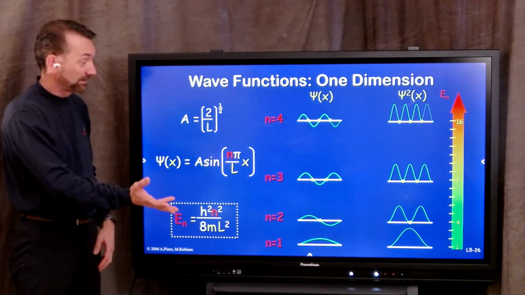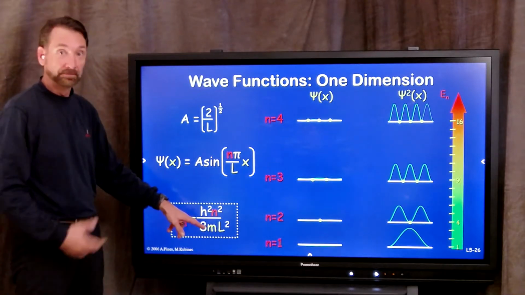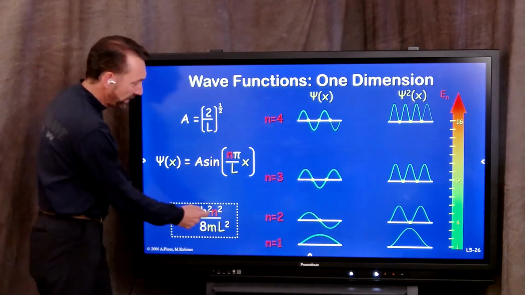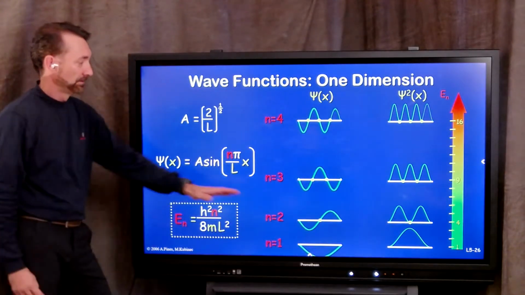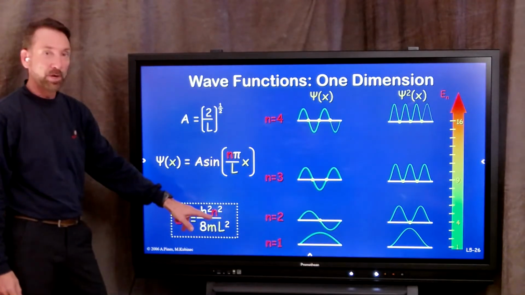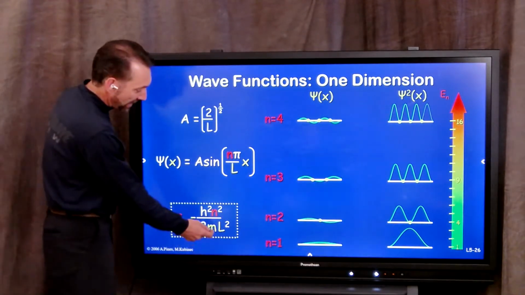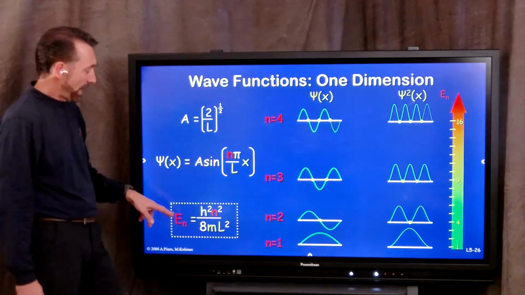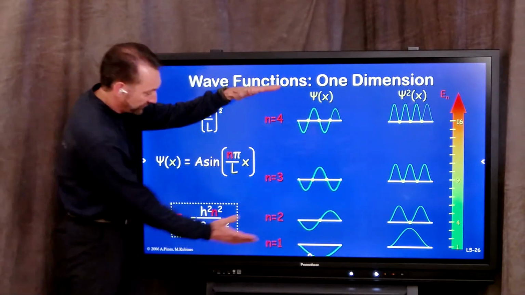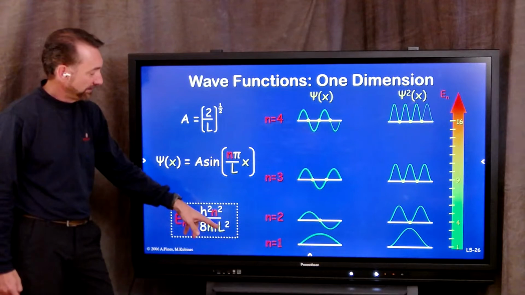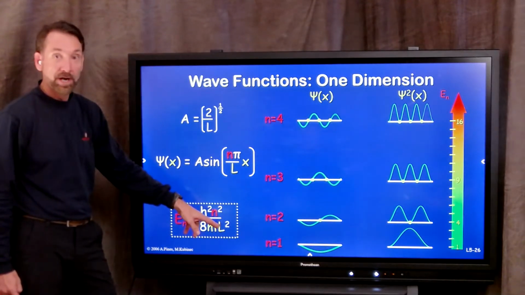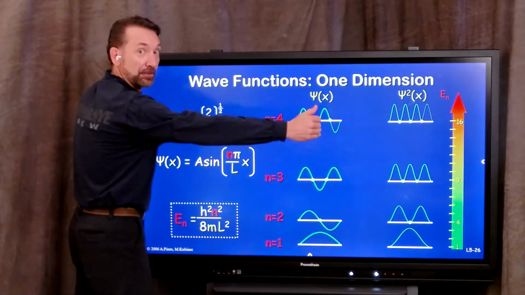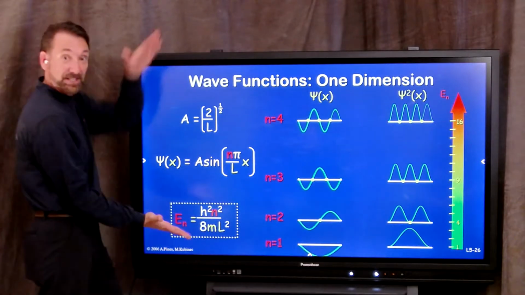We're going to fix that for this case. The mass of the particle would be fixed, and h squared and 8. So in terms of just the quantum number, you have energy increasing as the square of the quantum number. You have energy in terms of the mass, so a higher massive particle, these energy levels would contract. You have it being proportional to the square of the length. That's what I was trying to show you in that animation. When I made the length longer, the energy level spacing went down.